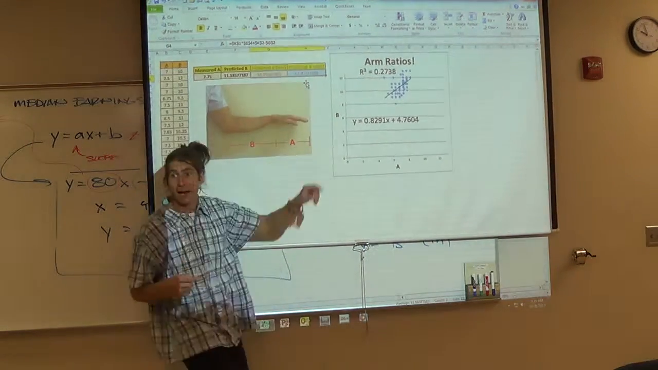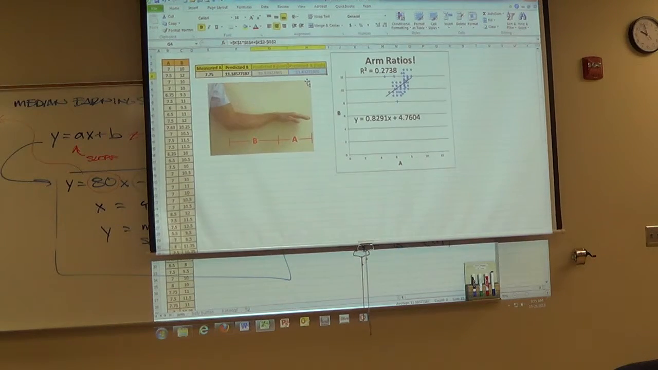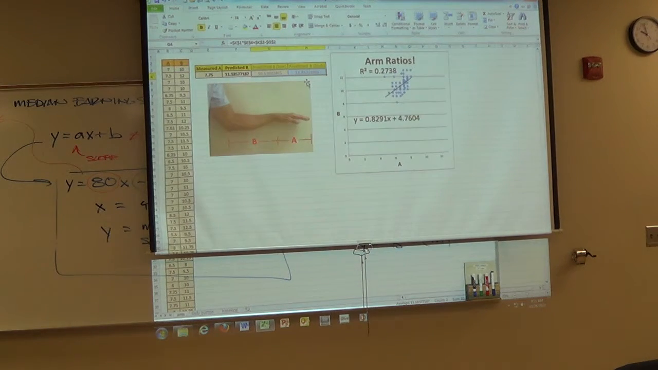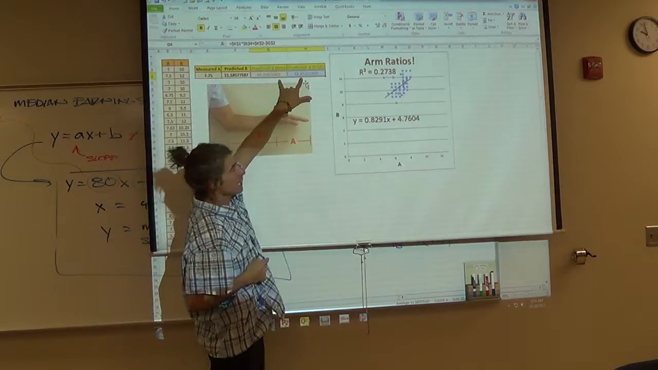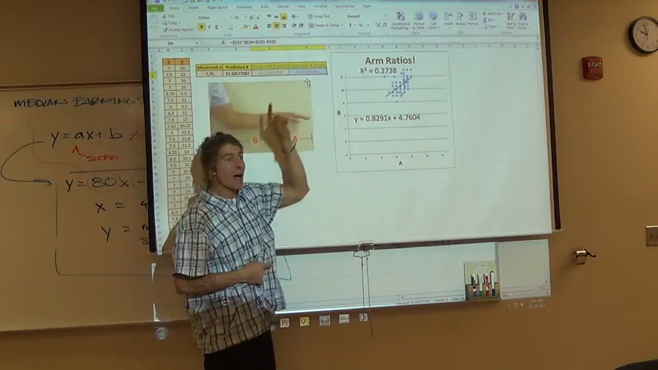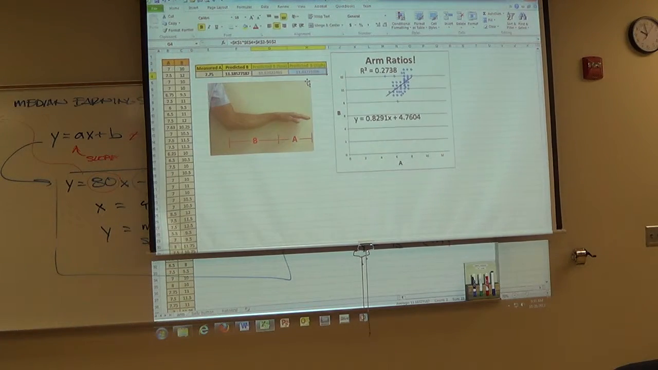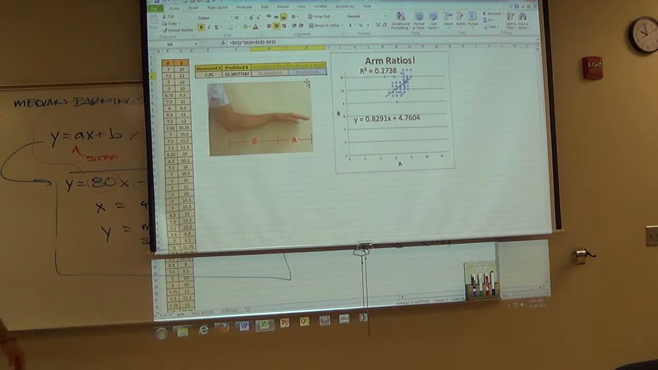Here's my question for you guys. Here's the problem. Crystal said my forearm was almost 12 inches. This right here, 12 inches is not in here. It's bigger than even the highest value. What does that tell you about me? You're a freak. I'm a freak. Thank you. I was going to say I don't fit the model, but thank you, Crystal, for saying it much more colorfully.